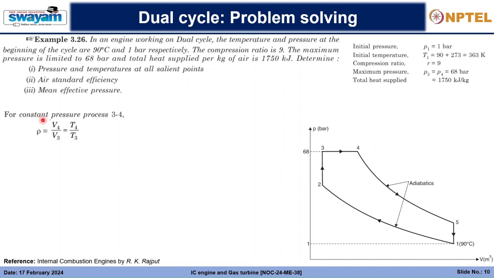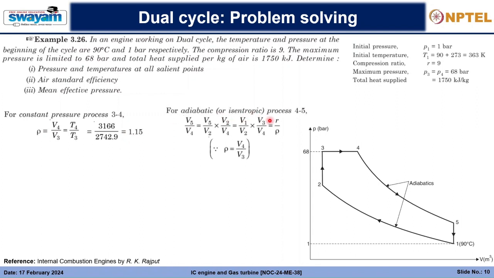Next, we know the constant pressure process 3 to 4, and so V4 by V3, that is the cutoff ratio, is equal to T4 by T3. We now know T4, and we already knew T3. Simply, the cutoff ratio would be 1.15. For the adiabatic expansion process 4 to 5, we will have to find the ratio of V5 by V4.